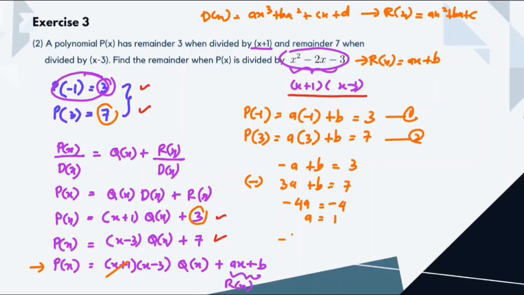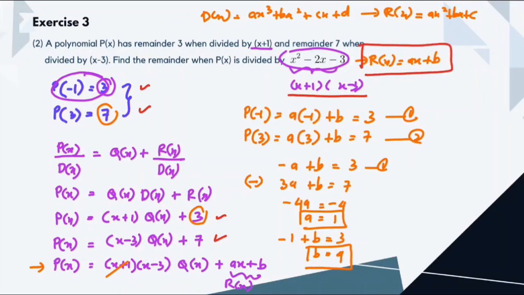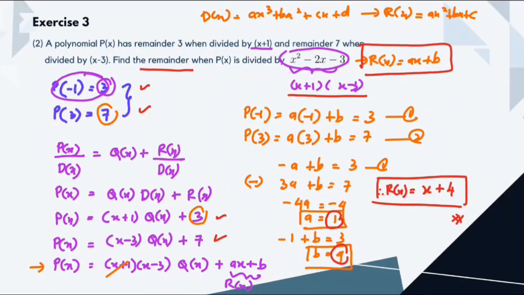Substituting a = 1 in the first equation, -1 + b = 3, therefore b = 4. So this is our a and this is our b. The remainder has the form ax + b, and the question asks us to find the remainder. Since a is 1, it becomes x + b, and since b is 4, the remainder is x + 4. This is the final answer. Okay, thank you.